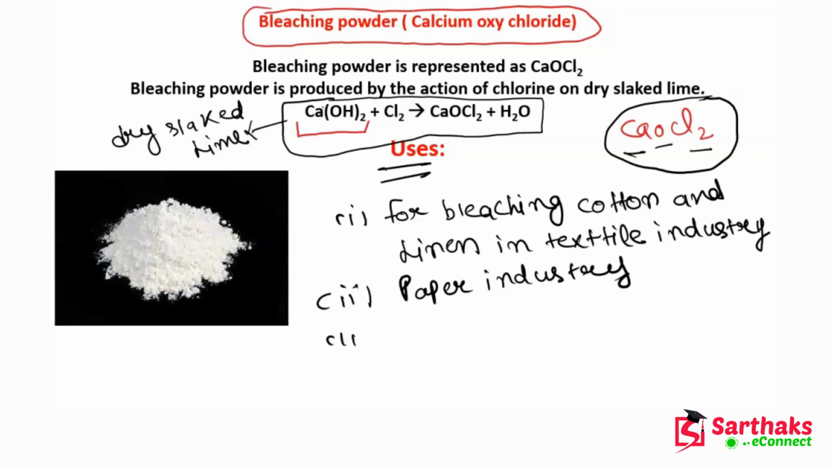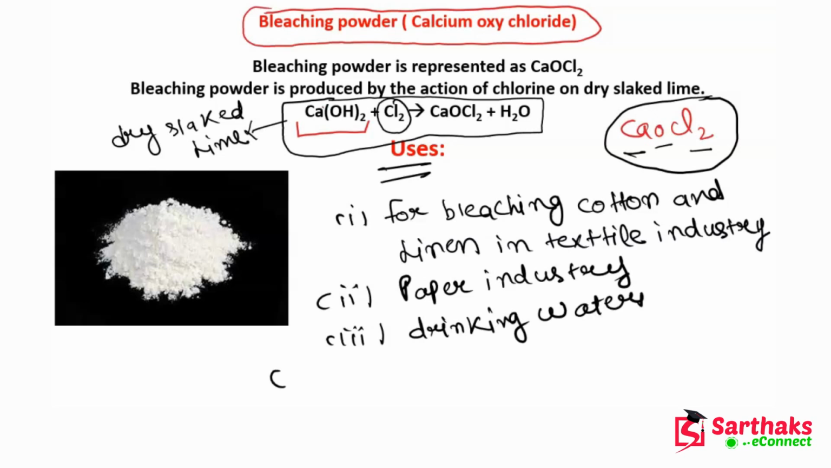Okay, and the other use of this bleaching powder is disinfecting drinking water. So guys, this can be used as a disinfectant because you can see that chlorine gas is also present here. Chlorine is used as a disinfectant against viruses. So that's why, because it contains chlorine, this bleaching powder can also be used for disinfecting drinking water.